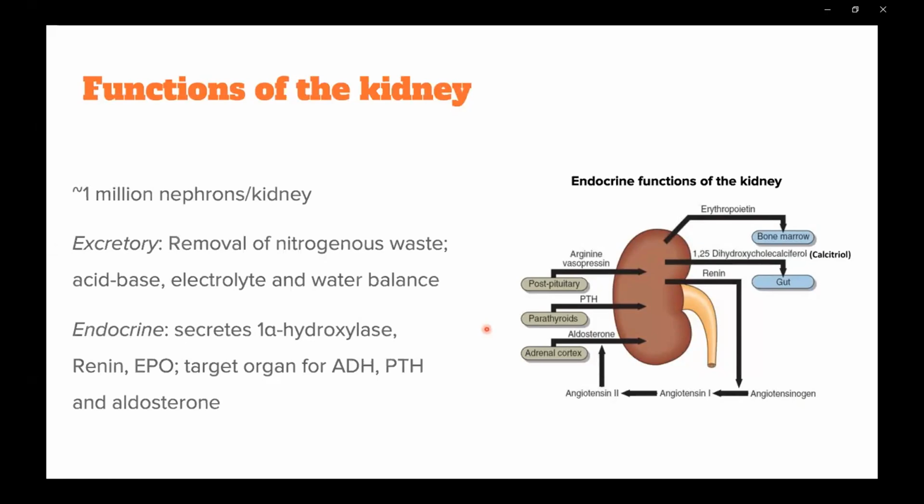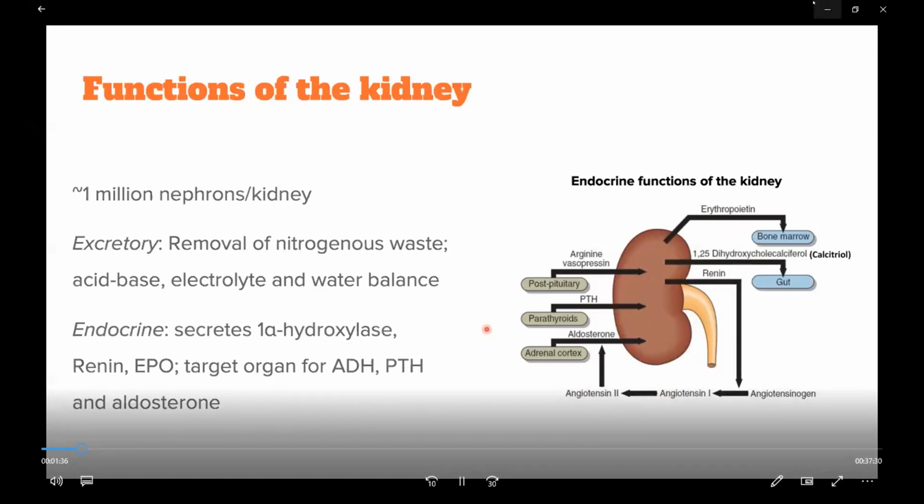Apart from having excretory role, which I'm going to discuss in the subsequent slides, kidneys also act as an endocrine organ. They secrete a few hormones like 1-alpha hydroxylase, which is important for the final activation of vitamin D3. They also secrete renin, which plays a very important role in the renin-angiotensin-aldosterone axis. And they also produce erythropoietin, which acts on the red blood cells in the marrow to increase production of red blood cells. Now, they are also the target organs for ADH, thyroid hormone, and aldosterone.